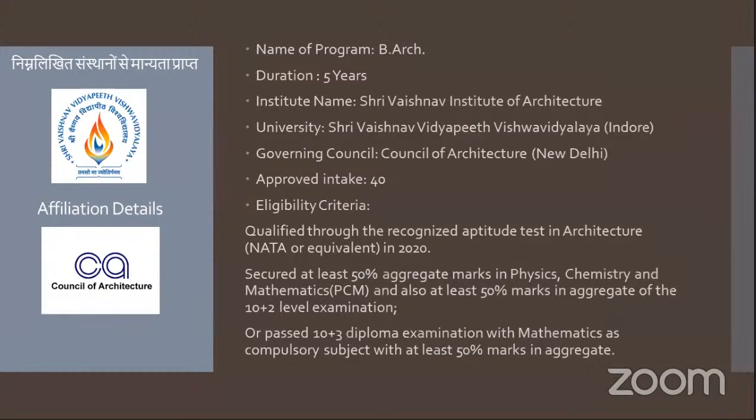So your overall result of 12th should be minimum 50%, along with securing an overall percentage of 50% in physics, chemistry and maths also. So the third criterion is the 10 plus 3 diploma examination with mathematics as a compulsory subject with at least 50% marks. So you must have secured 50% aggregate marks in the 10 plus 3 diploma as well.